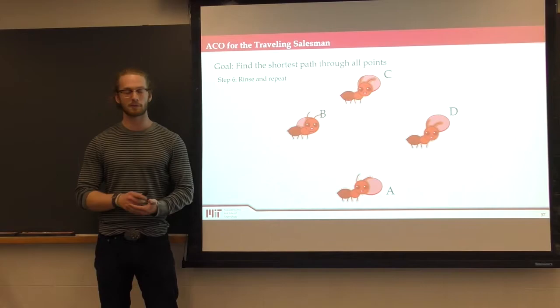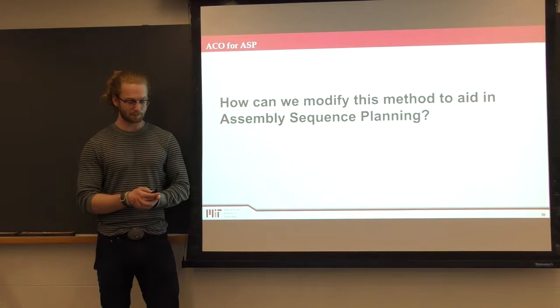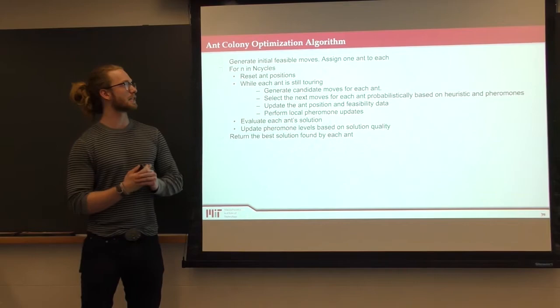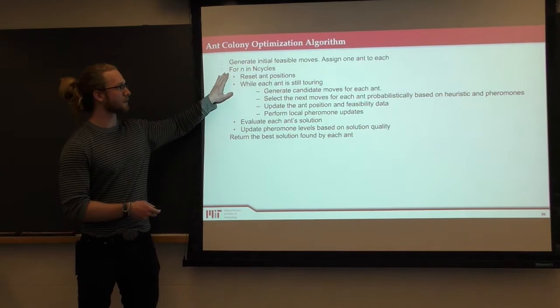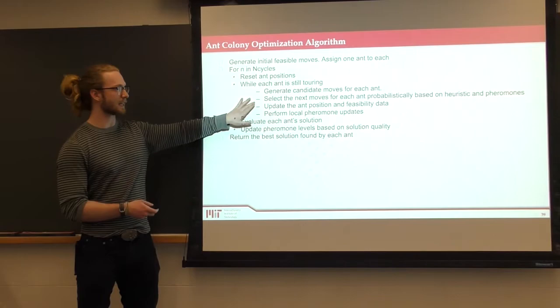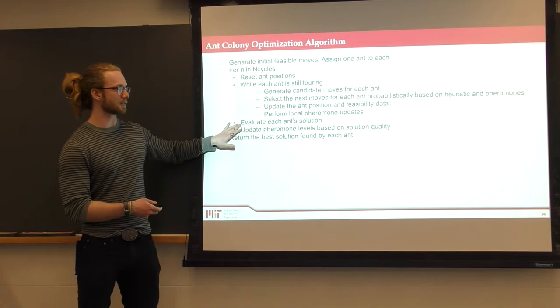So how can we modify this method to aid in assembly sequence planning? Well, here's the pseudocode for this. I'm just going to step through it very briefly. So you generate initial feasible moves for a set number of cycles. You reset the ant's position when they start their tour. You generate candidate moves, select the next move, update the positions, perform the pheromone updates. Then you evaluate the solution, do the global updates, and you repeat.